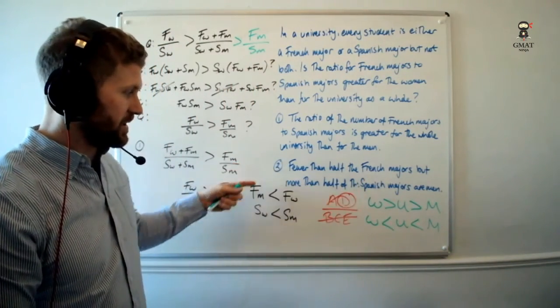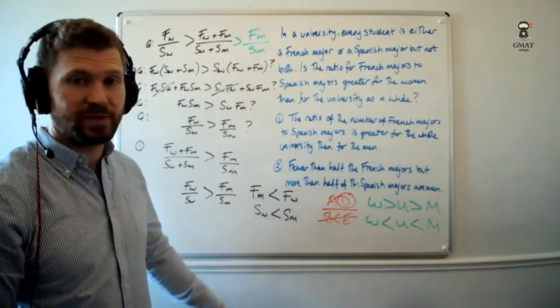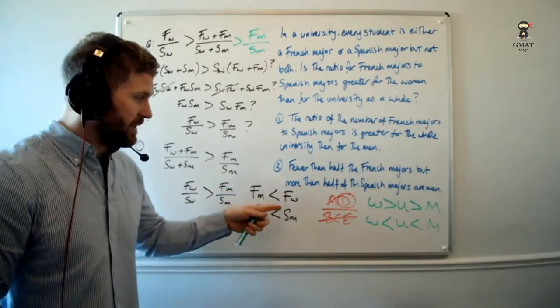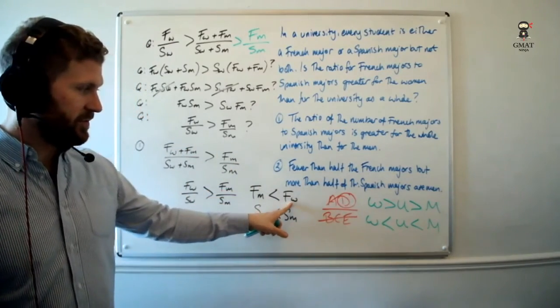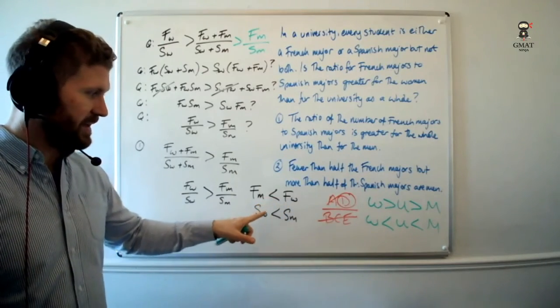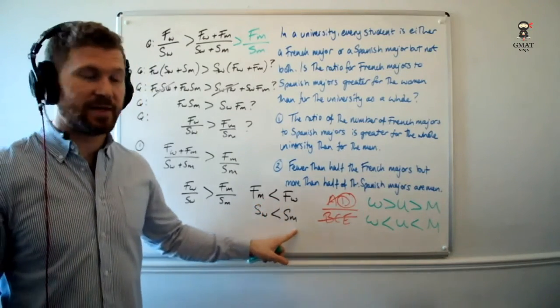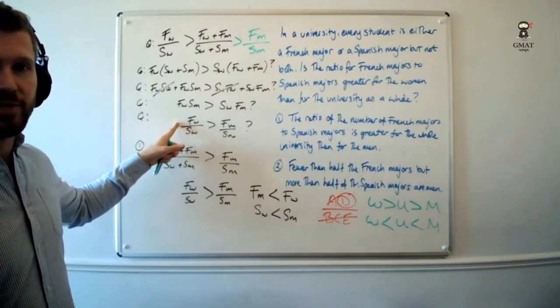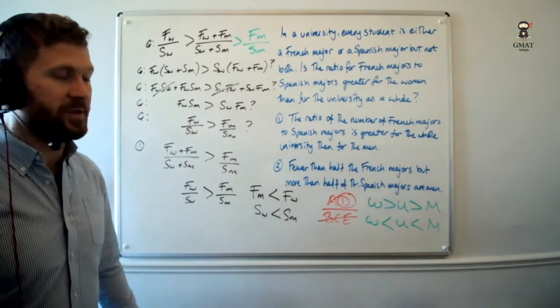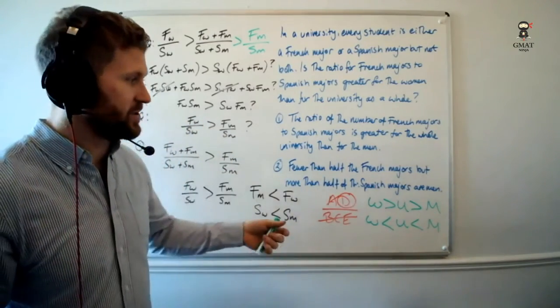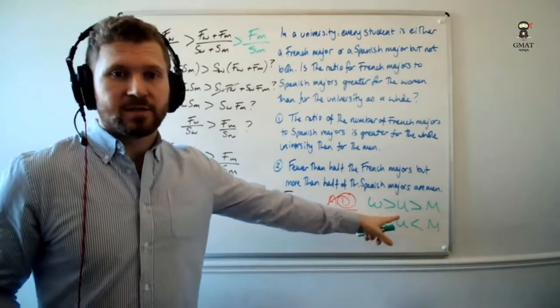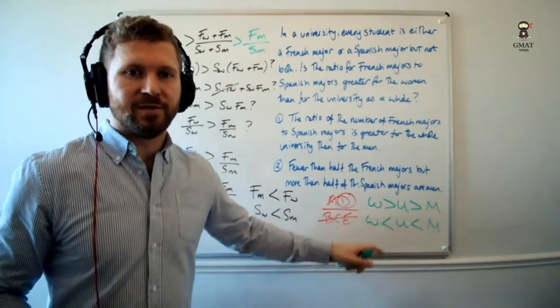And the second one, using a very similar process that we did when we were looking at the algebra, thinking that, well, if the number of French women is greater than the number of French men and the number of Spanish women is less than the number of Spanish men, then the ratio for the women is going to be greater than the ratio for the men. And that gives us the information we need to compare the women to the university.